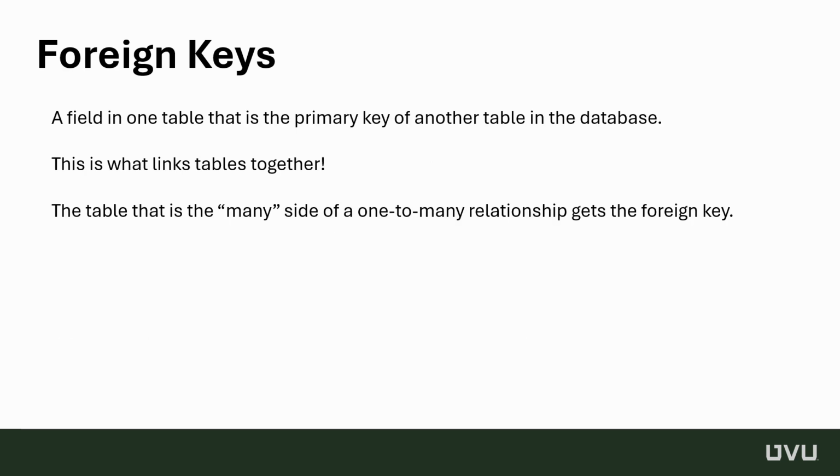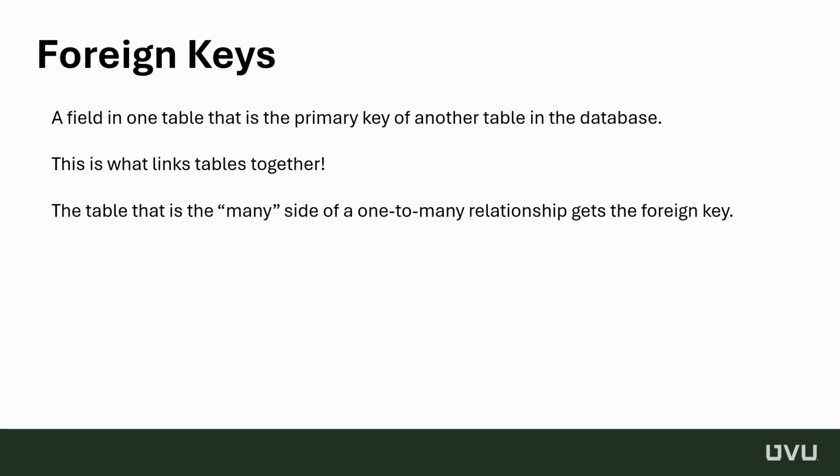A foreign key, on the other hand, is a field in one table that serves as the primary key of another table within the database. This is what links tables together, establishing relationships between them. In a one-to-many relationship, the table on the many side is the one that gets the foreign key. Again, this creates a connection back to the table on the one side.